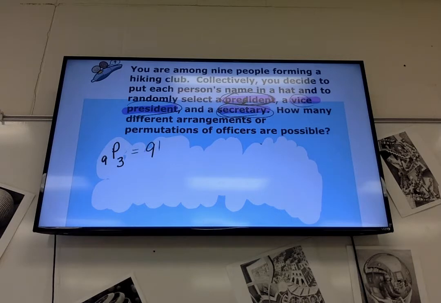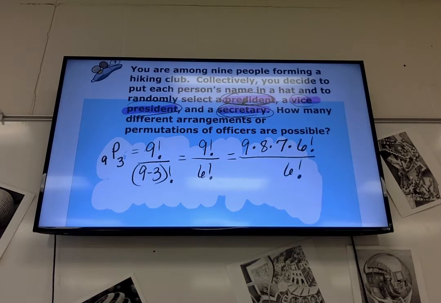So that would be 9 factorial over what? 9 subtract 3. Yeah, 9 minus 3 factorial, which is 6. Now I'll make you write at least this much down. So it's 9 times 8 times 7 times 6. And if you want to stop at the 6, that's okay because we're going to have 6 factorial on the bottom that's going to cancel. The 6 times 5 times 4 times 3 times 2 times 1 is going to cancel anyways.